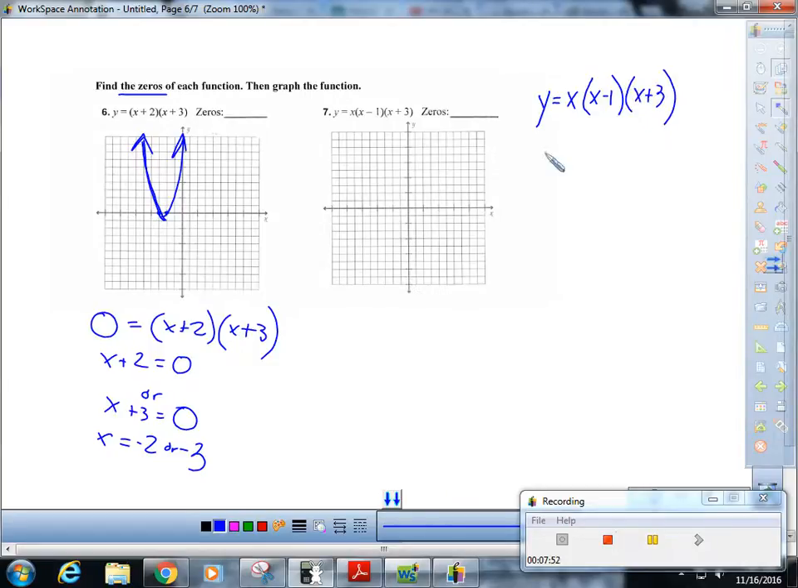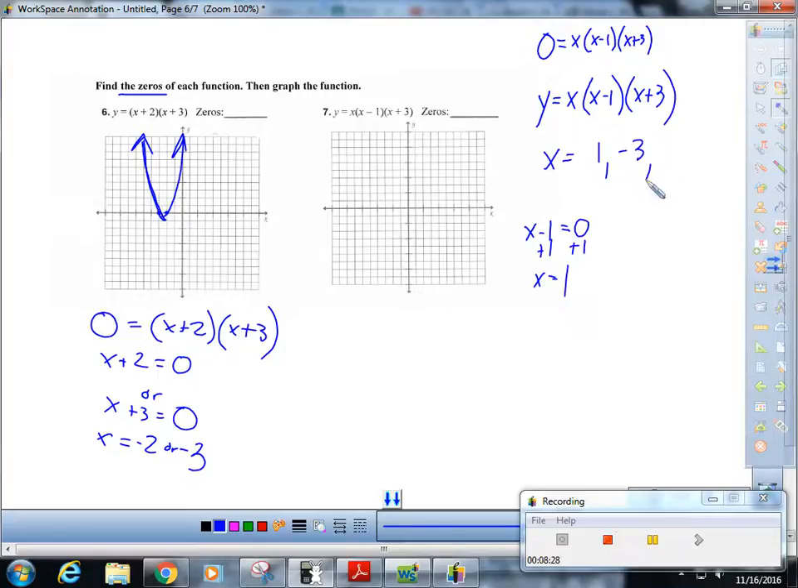So what are my answers for x? What are my zeros? If I want y to equal 0, then how am I going to solve this? If I want to solve 0 equals x times x minus 1 times x plus 3, what's my answers? Not -1. +1, because you're solving x minus 1 equals 0. So x equals +1. So what's another answer?